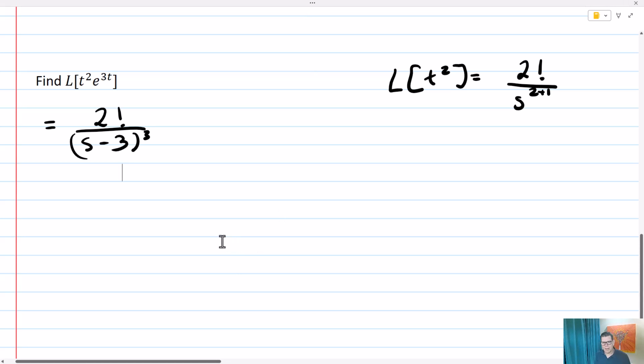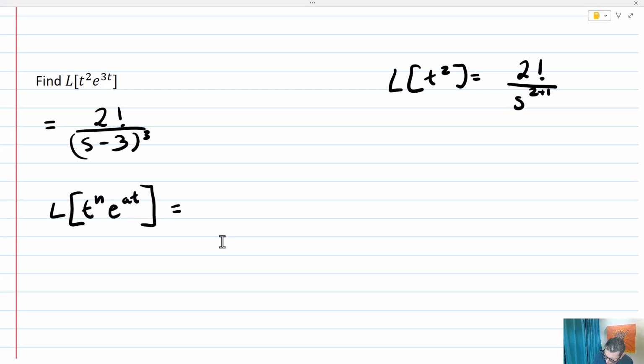In fact, if we wanted to think about this, we could create a set of Laplace transforms where we just multiply our functions by e to the at. So for example, if I wanted to find the Laplace transform of t to the n e to the at, we'd have n factorial over (s minus a) to the n plus 1. Basically, it's going to look exactly like the Laplace transform that we used before. It's just that instead we're going to have s minus a inside it.